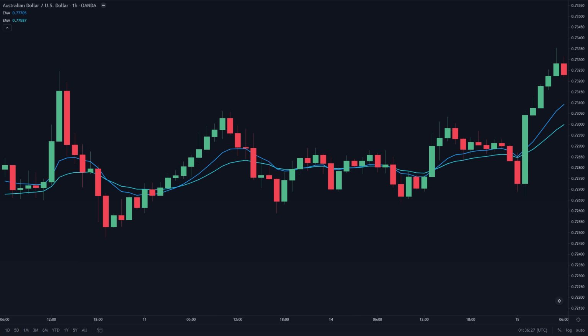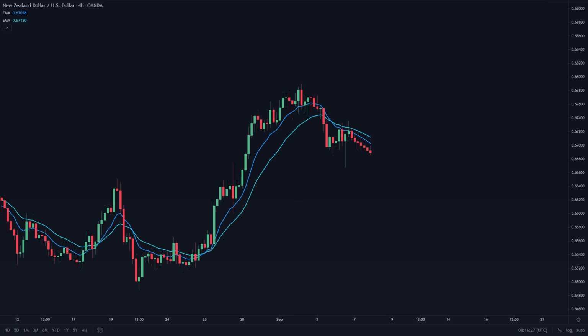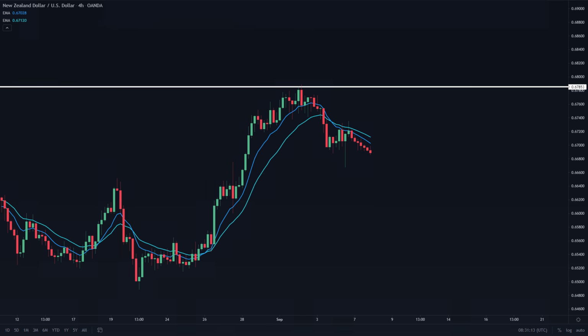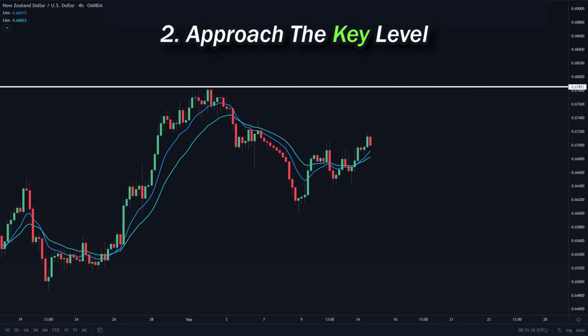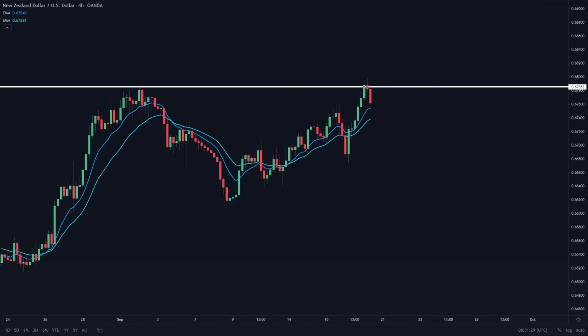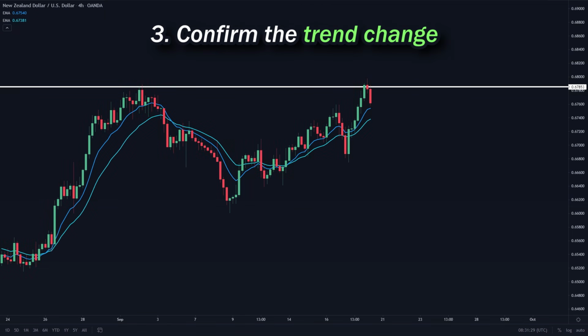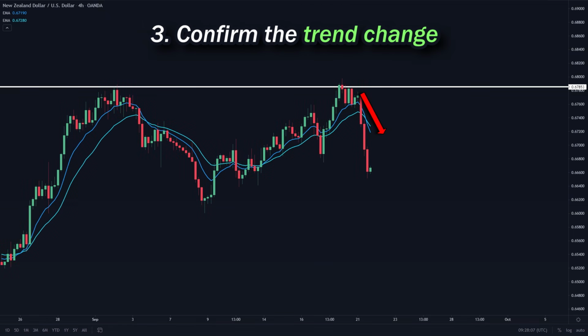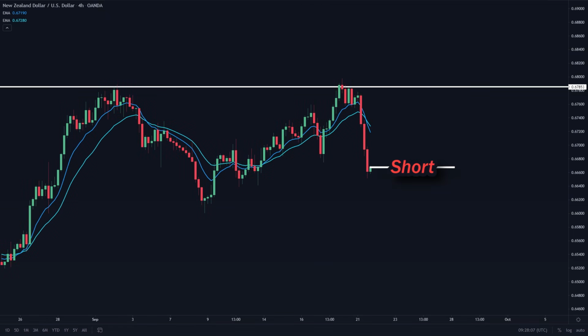And this is how you do it. So again, the first step is you want to find a key level for the price to bounce off. And we actually spotted a resistance level up here, as price goes up, hits and reverses downwards. Next, you want to wait for the price to approach the same key level again. And once the price approaches it, you use the EMA to confirm the trend change at this area by waiting for the lines to cross over downwards. And once this happens, you can take a short position.